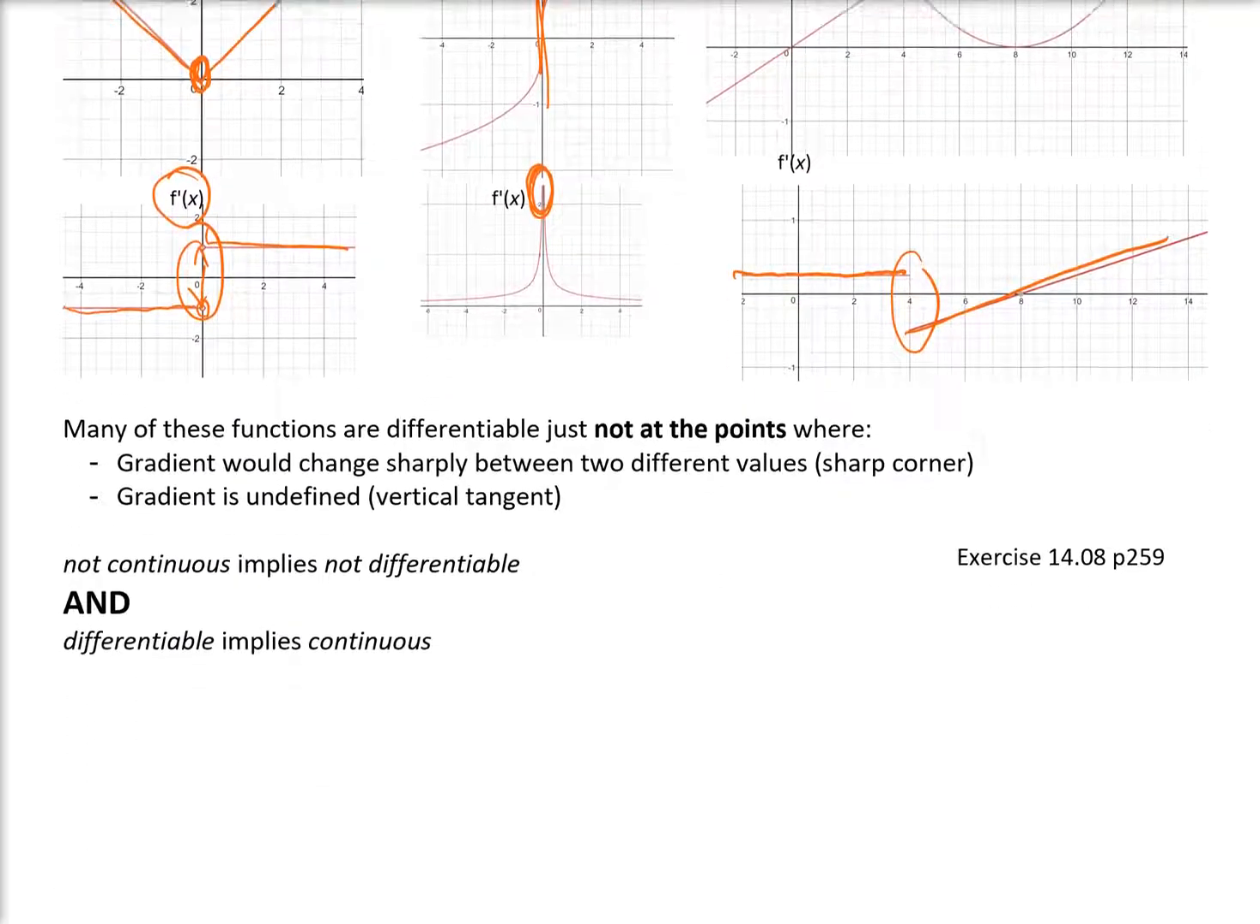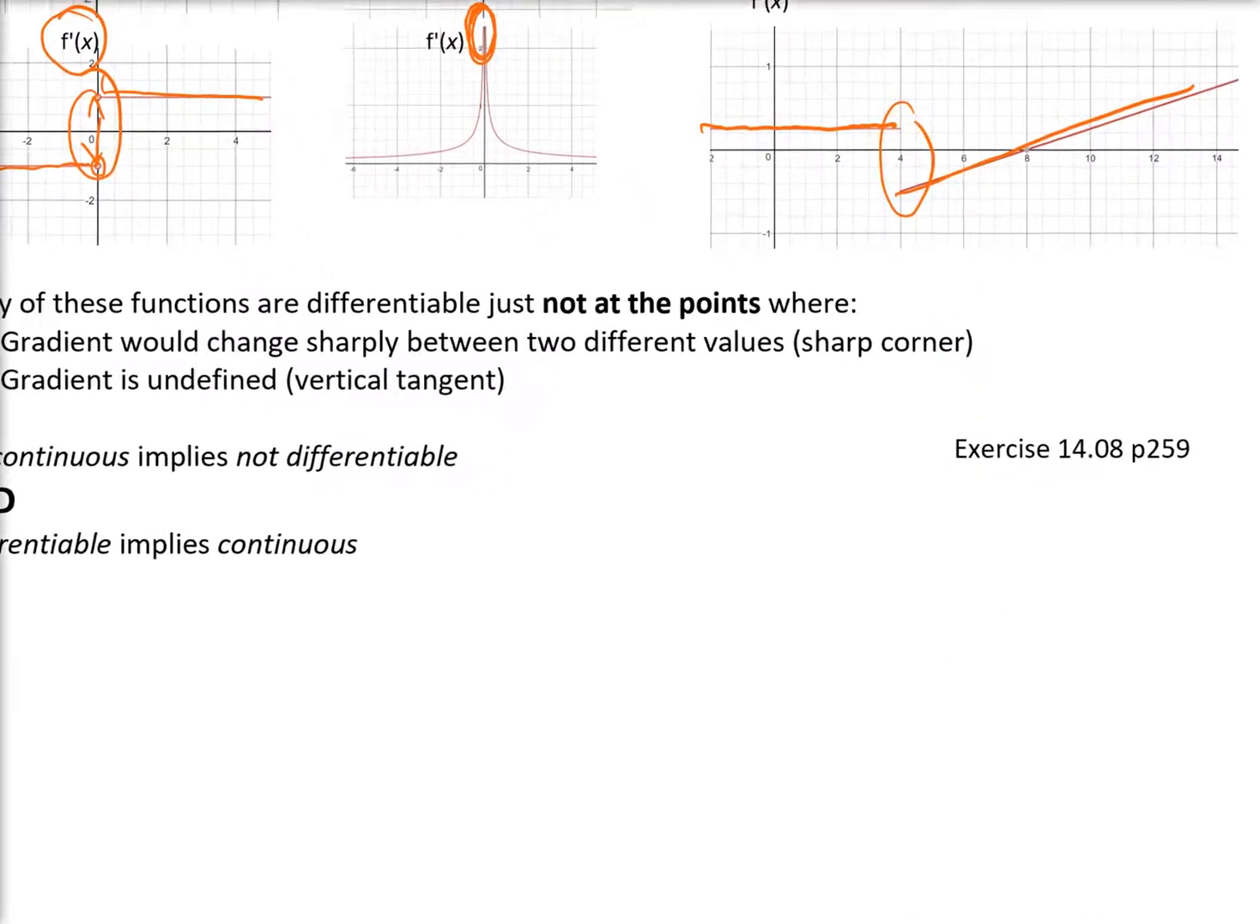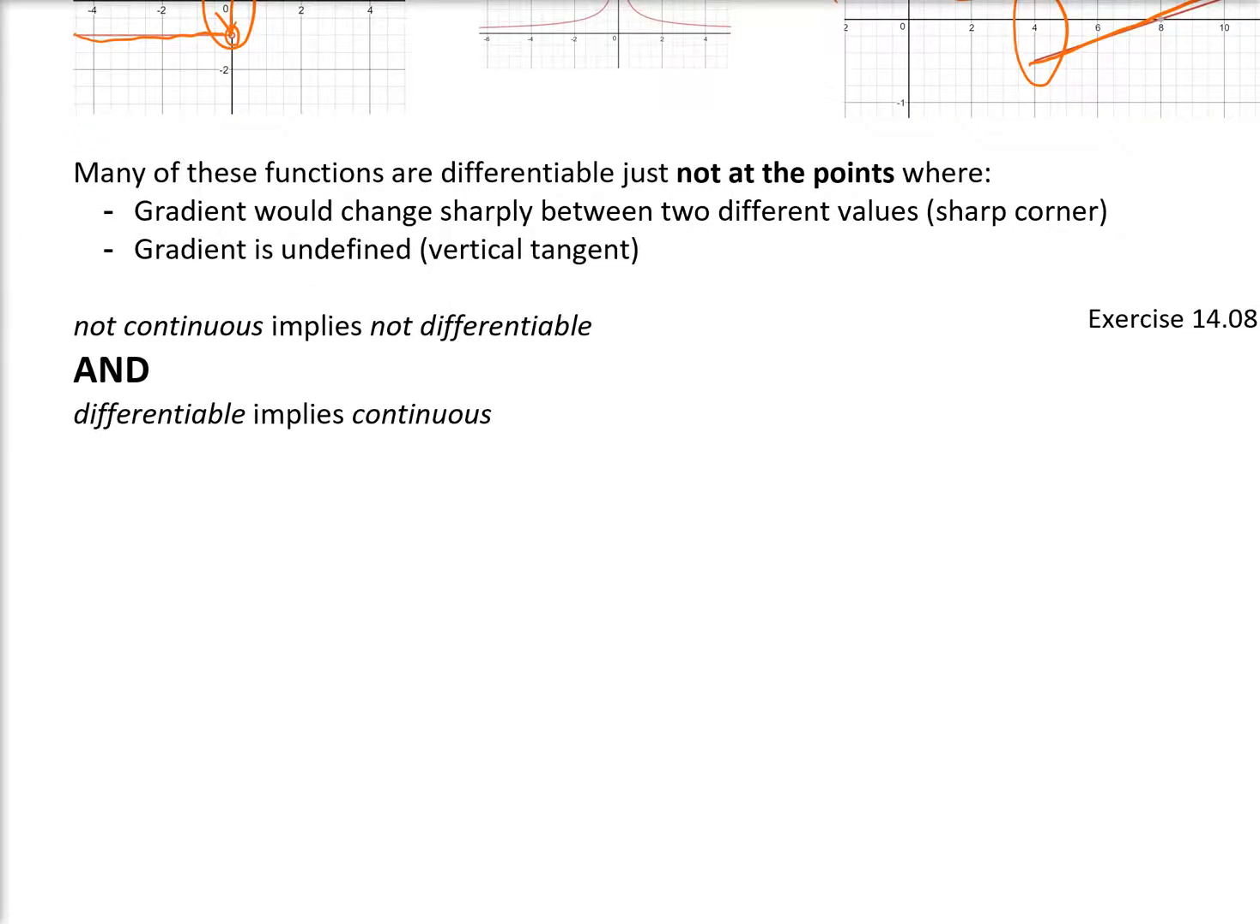So there are lots of different types of functions. Many functions are not differentiable at points like sharp corners and vertical tangents. So just get your head around that. If a function is not continuous, it is also not differentiable. If a function is differentiable, it implies it is continuous.